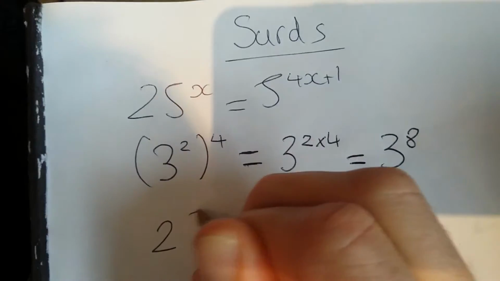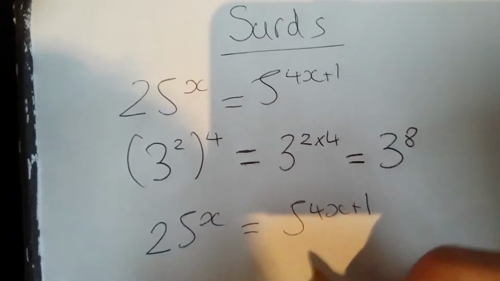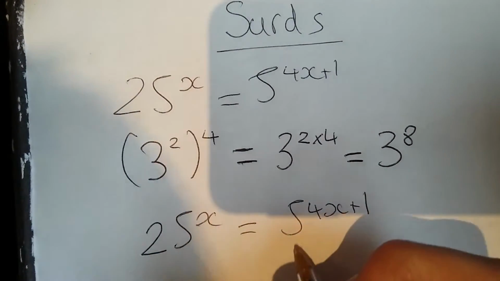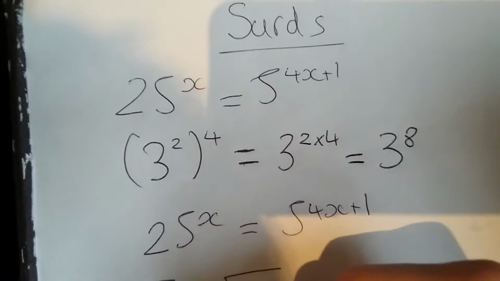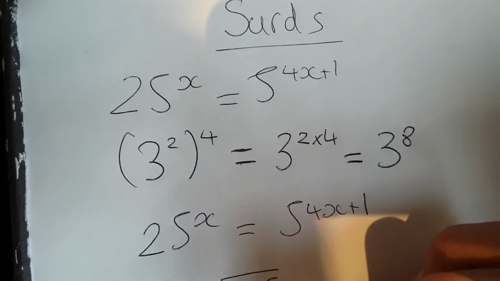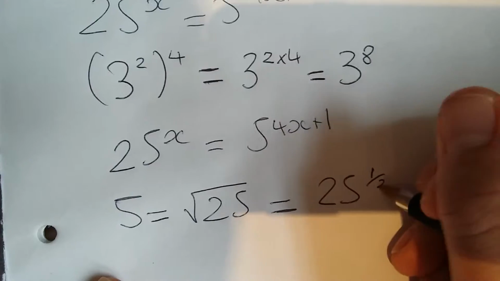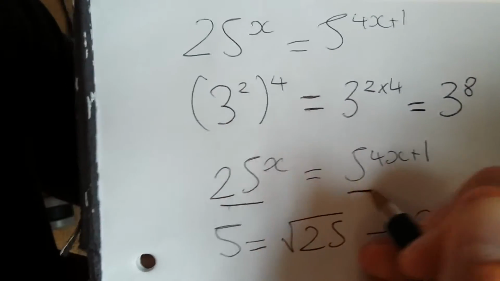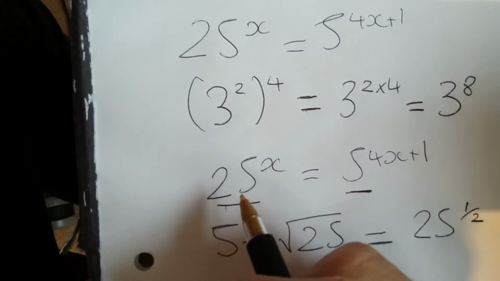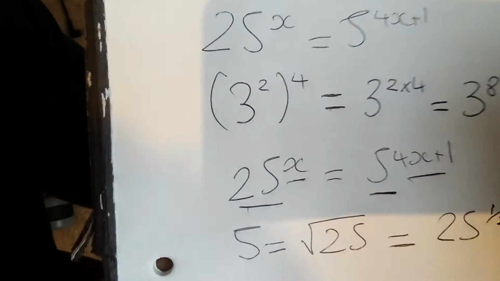Okay, so if we rewrite the question again, we've got 25 to the power x equal 5 to the 4x plus 1. Okay, so we know that 5 is the square root of 25, which can also be written as 25 to the power of a half. Okay, and this is important because when solving the equation, we need to get both values that we're powering to be equal to each other, so that we can set the two expressions equal to one another.